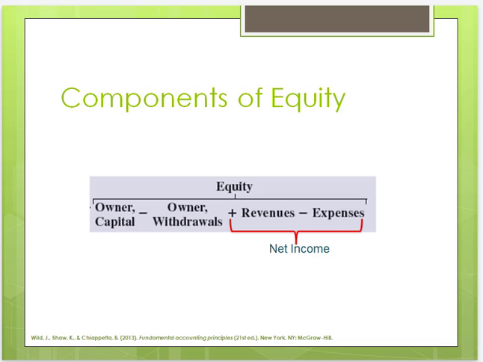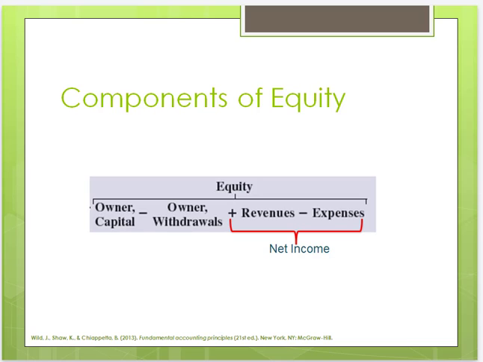The owner withdrawals, for a small business such as a sole proprietorship, would be the withdrawals that the owner takes out of the business for their own personal use. If this were a corporation, this would be dividends, and dividends are basically the distribution of earnings to shareholders. The two other elements of equity are going to be revenues and expenses.